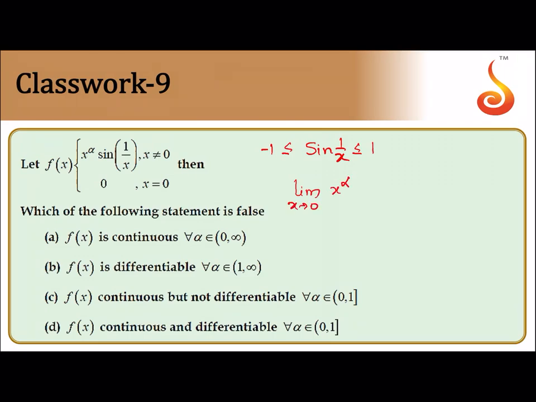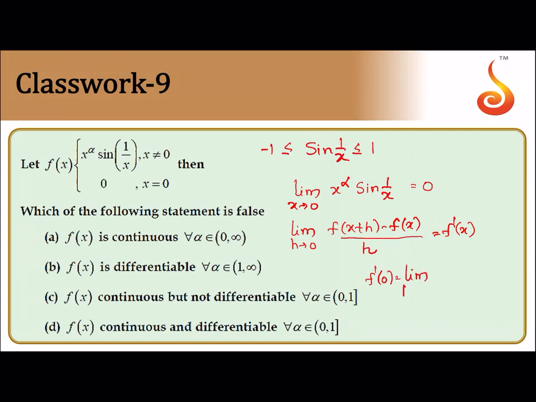Example 9. x to the power alpha sine 1 by x. Before we start this problem, sine 1 by x is a finite quantity. Sine 1 by x is always a finite quantity. Now, limit x tending to 0, x to the power alpha sine 1 by x will always be 0 because sine 1 by x is a finite quantity.